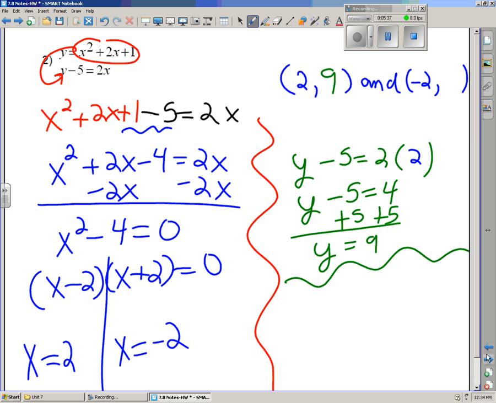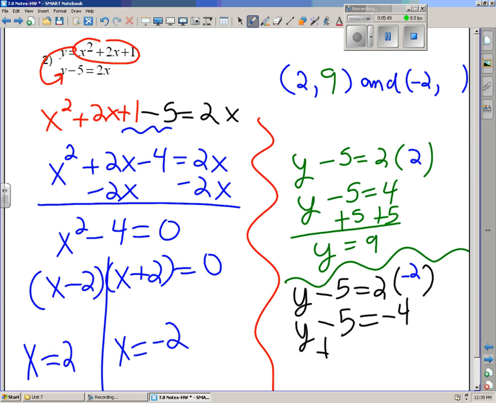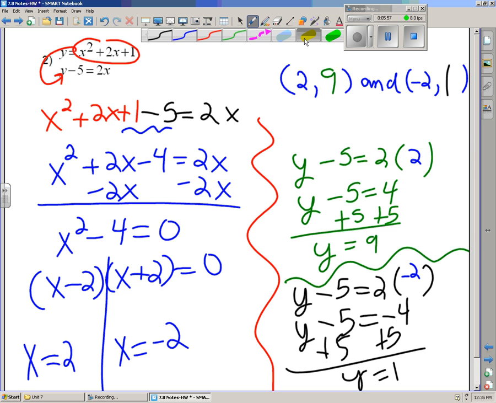Let's go for the next one. Y minus 5 equals 2x. Negative 2 is that x. Y minus 5 equals negative 4. Plus 5 plus 5. Y equals 1. So the two solutions are right here, 2 comma 9 and negative 2 comma 1, sorry. One more to go.